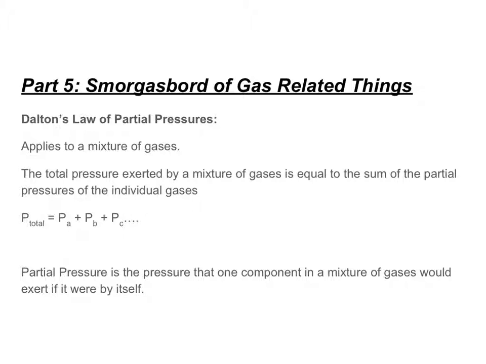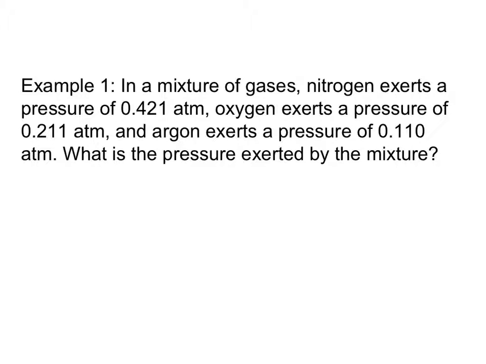Partial pressure is the pressure of that one component of the mixture of gases if it were all by itself. So basically what I'm saying is that the more gases that I add to a container, each gas has its own individual pressure that it applies to the container to have some type of summative pressure. So I'm going to show you how that works in an example here.